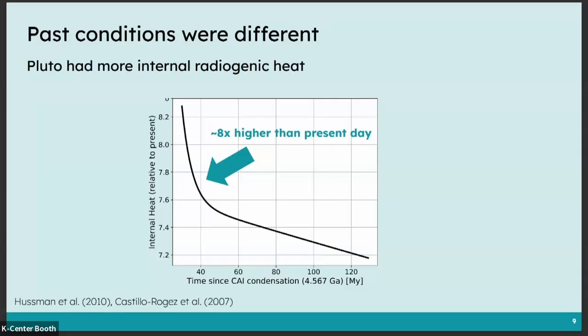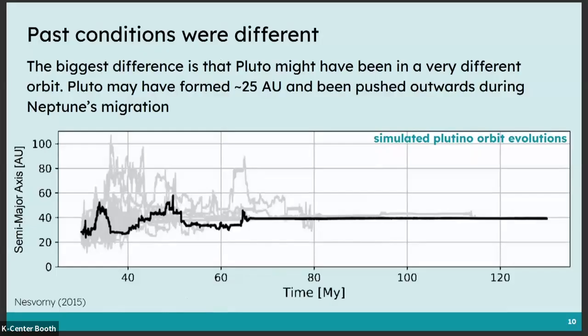Pluto also had more internal radiogenic heat back at the time of its formation. The various nuclides were providing more heat flux than they do at the present day. So this is something like maybe 8 or a few times higher than the present day radiogenic heat flux. So again, that affects the temperature of the surface ices and therefore the atmospheric escape rate.